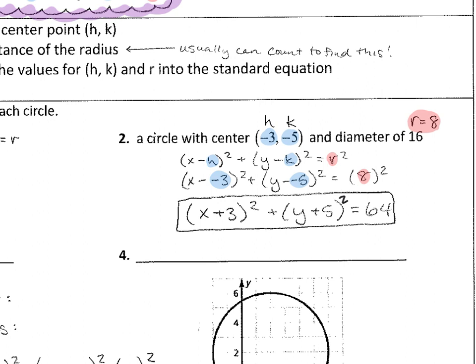So the answers look really complicated. The simplifying step of writing an equation of a circle is usually just the minus a minus or squaring the radius. So it's really pretty simple.